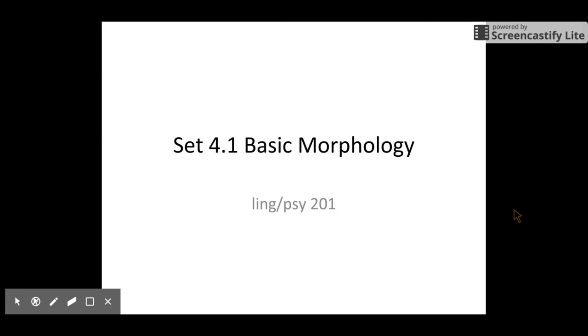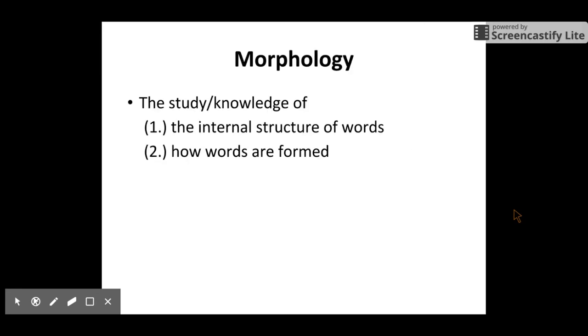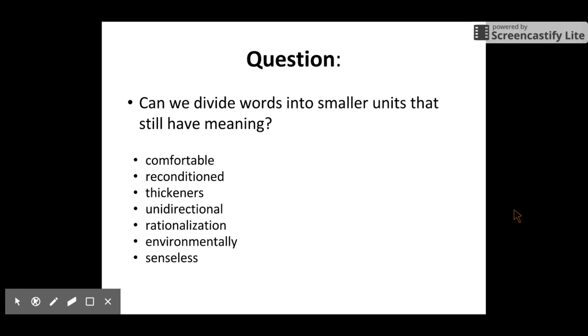Okay, let's begin today's lecture, morphology. Recall, what is morphology? Morphology is the study or your knowledge of the internal structure of words and how words are formed. So if you are able to speak a language, you already know the internal structures of words, and you know how the words are formed in this language. For example, we speak some English, right?